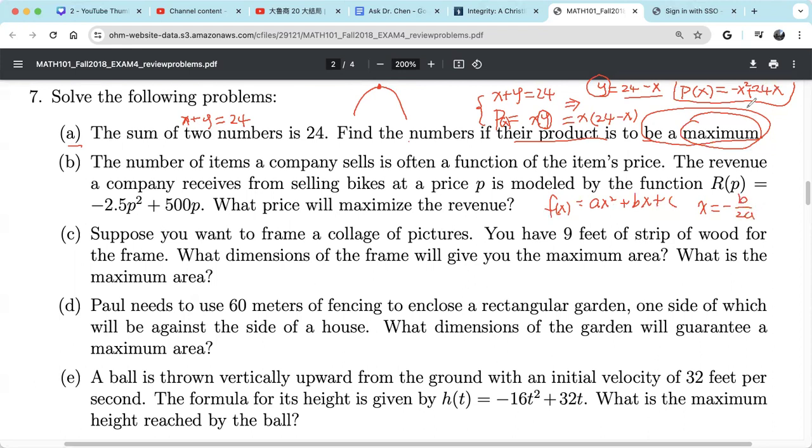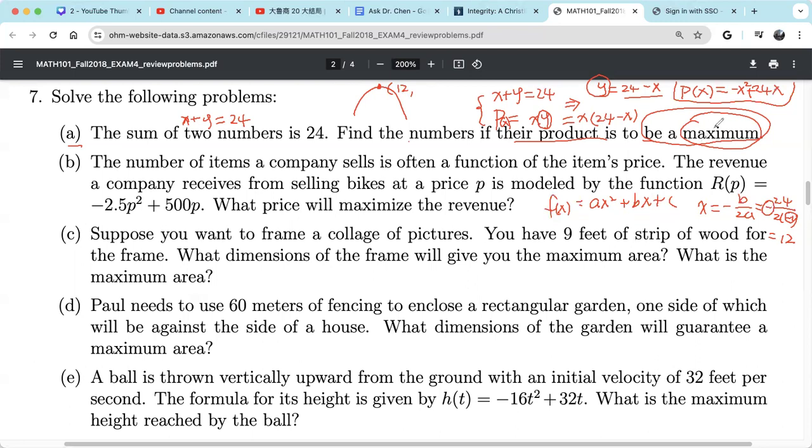Well, in our case, b is 24, so we have negative 24, and a is -1, so 2 times -1. 24 divided by 2 is 12. Then we have one negative and another negative, and negative times -1 is +1. +1 times 12 is 12. So the x value of the vertex is 12.